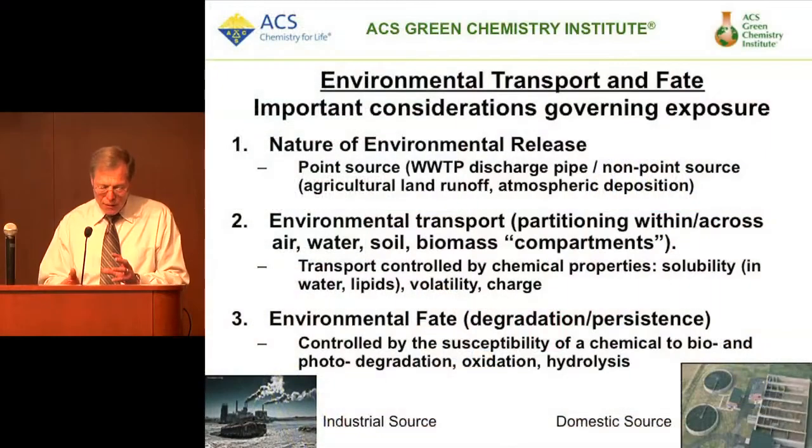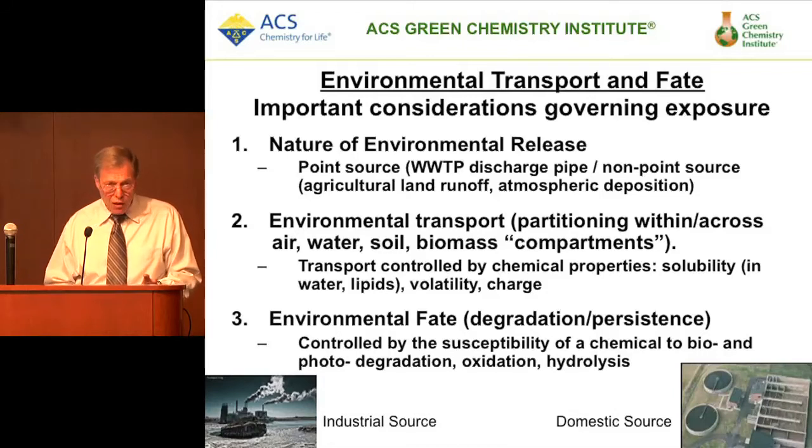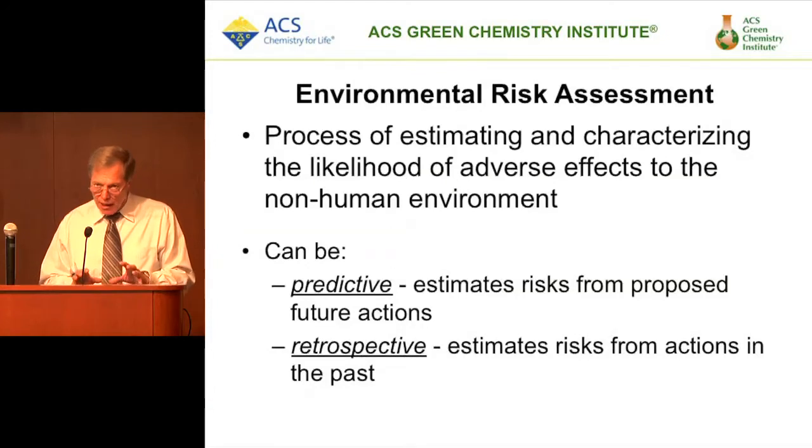So these are the scientific data points that are used in making those evaluations. Environmental transport is controlled by pChem properties, things like solubility, water, lipids, volatility, charge. Most surfaces in the environment are negatively charged, which does something to control whether you're cation, anion. Environmental fate, degradation processes, not just biodegradation, but chemical and photodegradation as well. So environmental risk assessment, and there's a parallel process for human health risk assessment, is a process for estimating and characterizing the likelihood of adverse effects to the non-human environment. It can be done predictively, retrospectively.